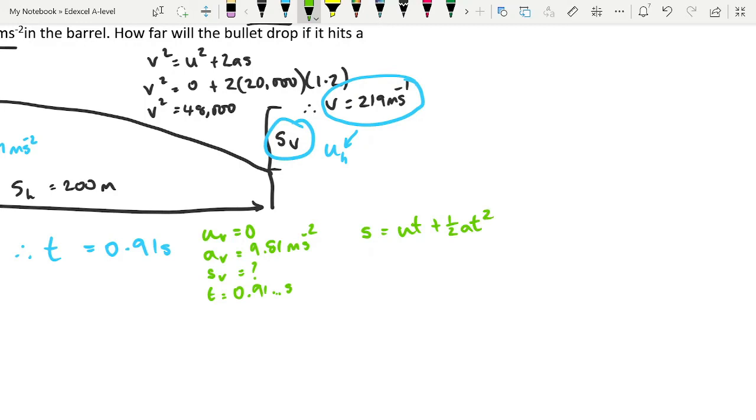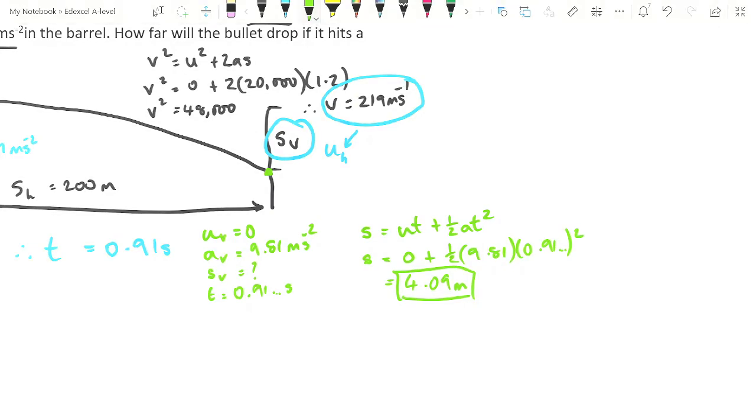Again, pause, calculate. I'll speed up this section showing the calculation. You can check your answer. And there you have it. If you were aiming for something with this bullet, you'd have to make sure that you compensated for 4.09 meters that the bullet was going to fall while it's in the air.